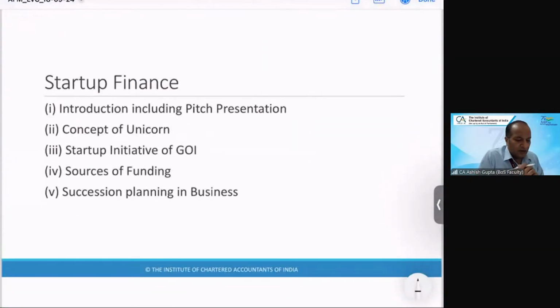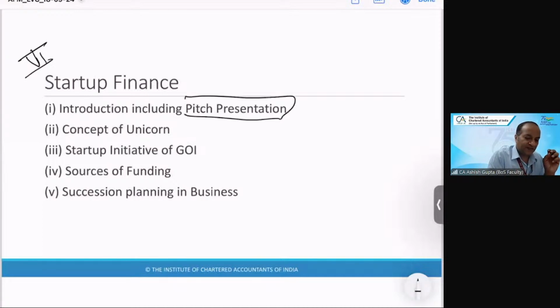Okay, students, now we come to the next, and this is the last section, section 6. Startup finance. Now, what is startup finance? Of course, we have talked about the startup, but startup finance is another challenge. When we talk about startup finance, the first thing that comes in is the pitch presentation. In a pitch presentation, you have to make a deck.